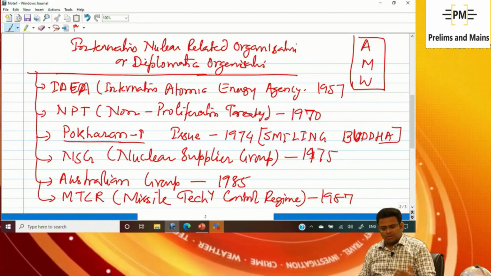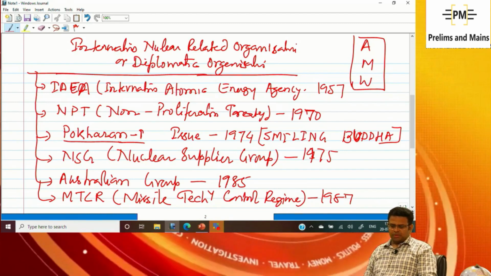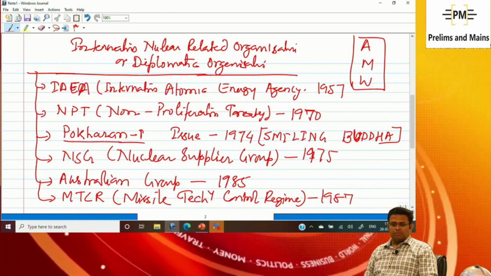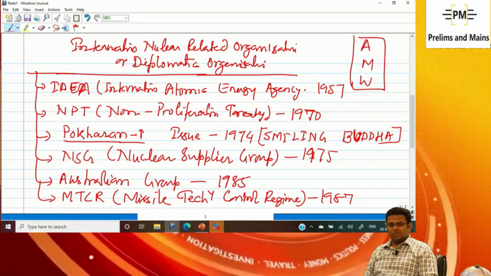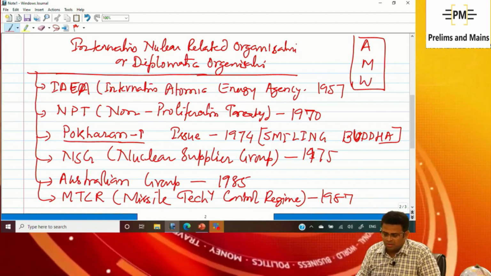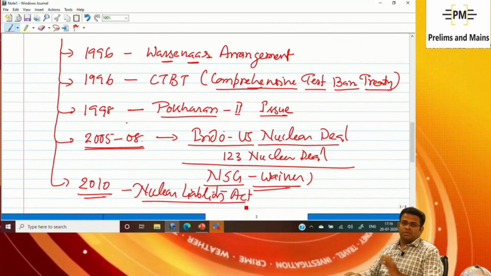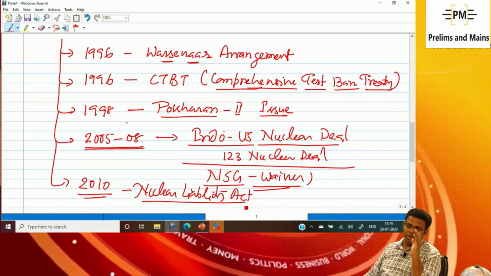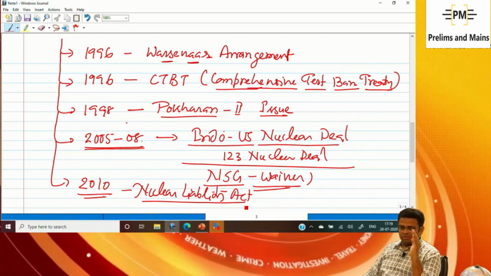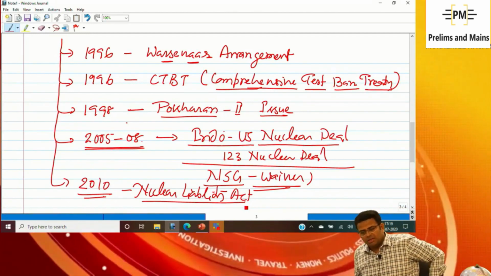The Nuclear Suppliers Group is a multilateral export control regime. Then in 1985 another multilateral export control regime, the Australia Group. The Missile Technology Control Regime, also a multilateral export control regime, 1987. The Wassenaar Arrangement, 1996. These are the four organizations for multilateral export control, controlling the export of particular technology, arsenal, goods or chemicals, related to missiles and so on.